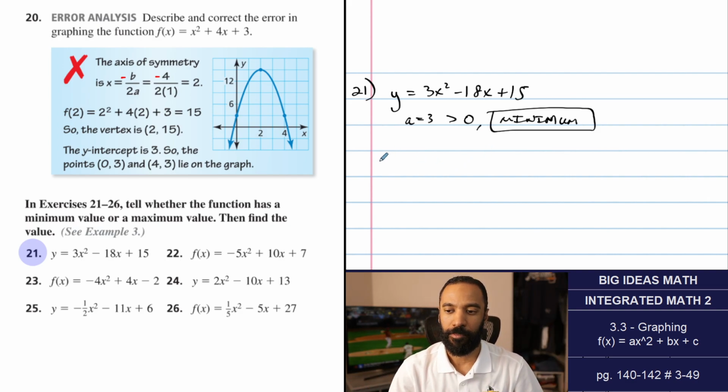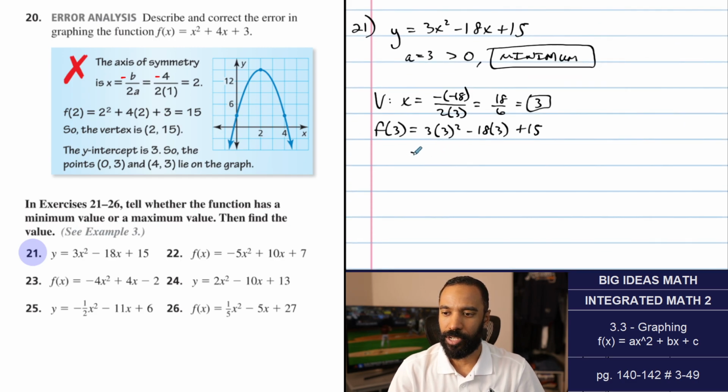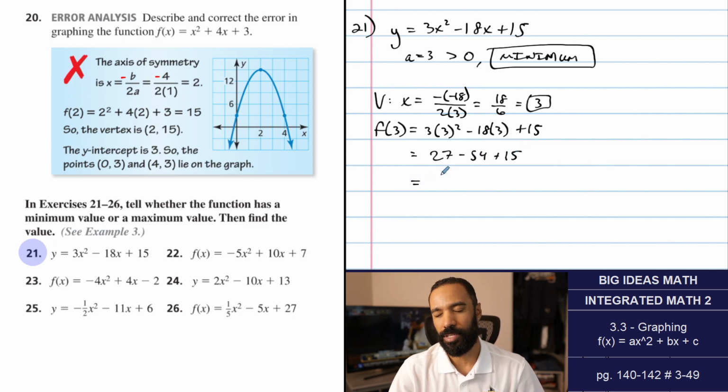So what is the minimum? First, we got to find the x value of the vertex. And that is negative b over 2a. That's 18 over 6, which is 3. The y value, therefore, is going to be 3 times 3 squared minus 18 times 3 plus 15, which is 27, minus 54, which is negative 27, plus 15 is negative 12.